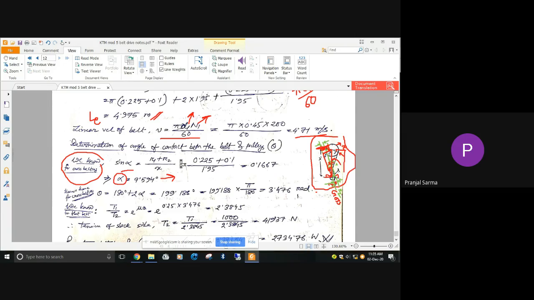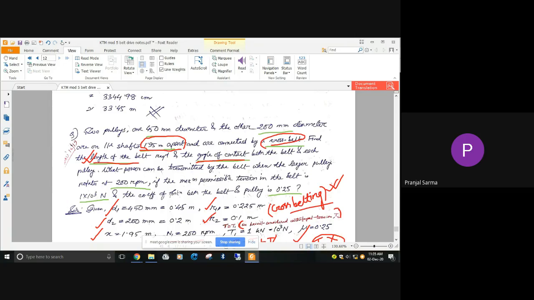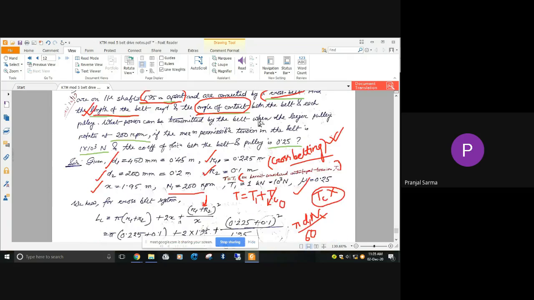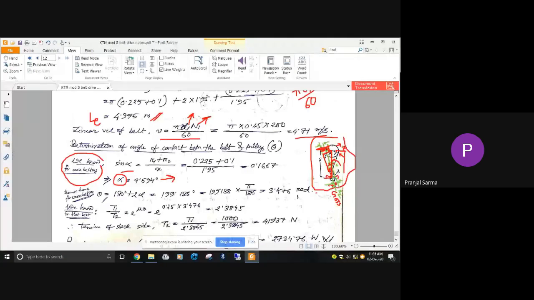Now we need to find out which one? We don't require alpha, but we need the angle of contact. If you recall how we get the angle of contact for cross belting, it is 180 degrees plus 2 alpha. For open belting it was 180 degrees minus 2 alpha; for cross belting it is 180 degrees plus 2 alpha. Just now we have found alpha, so it will be very easy to find the angle of contact.